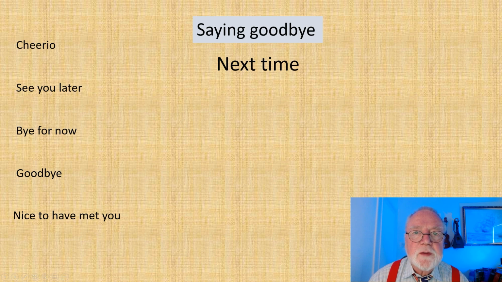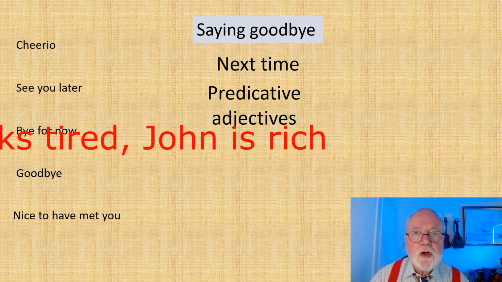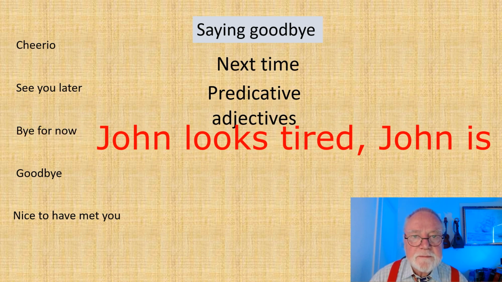Next time we'll have a look at some predicative adjectives. These are adjectives which usually have a verb associated with them. For example, John is rich, John looks tired.